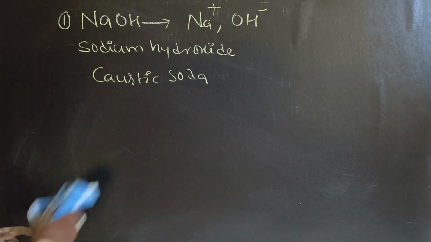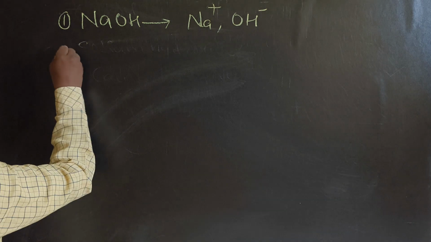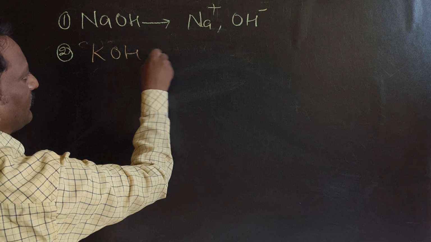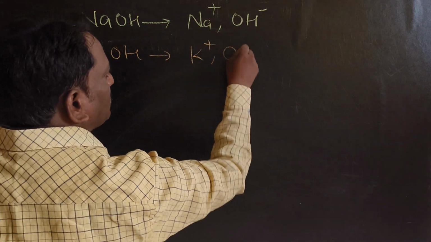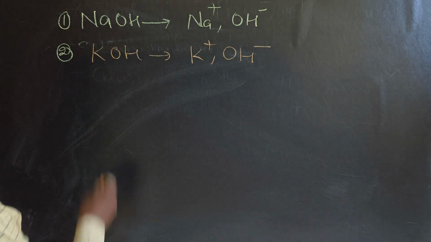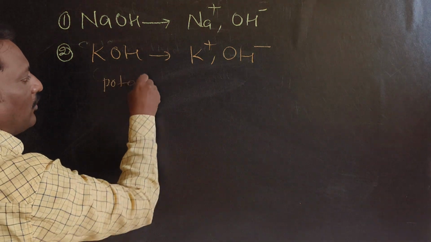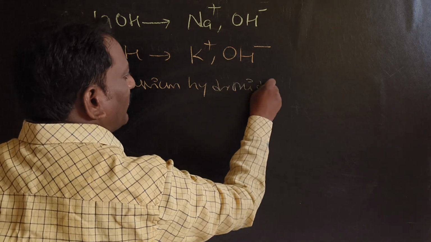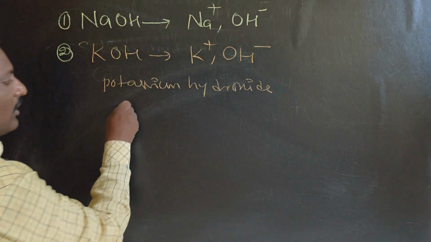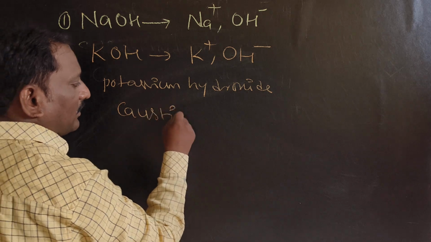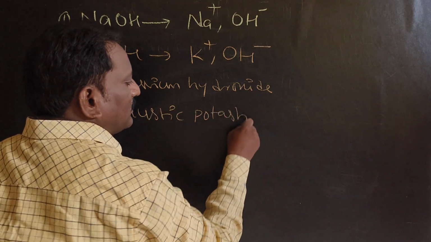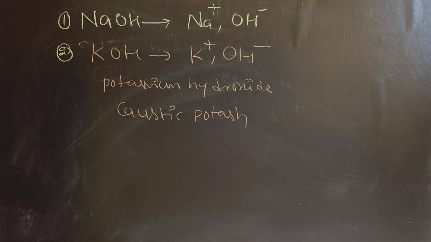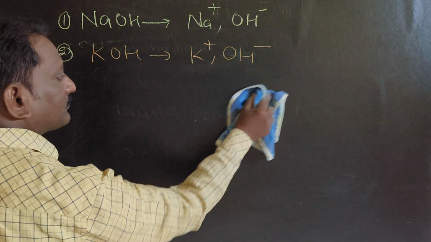Next, second example, potassium hydroxide, KOH. It splits up into K plus and OH minus ion. The name of this one is potassium hydroxide, also called caustic potash. So chemical names and common names are very important. Please copy.